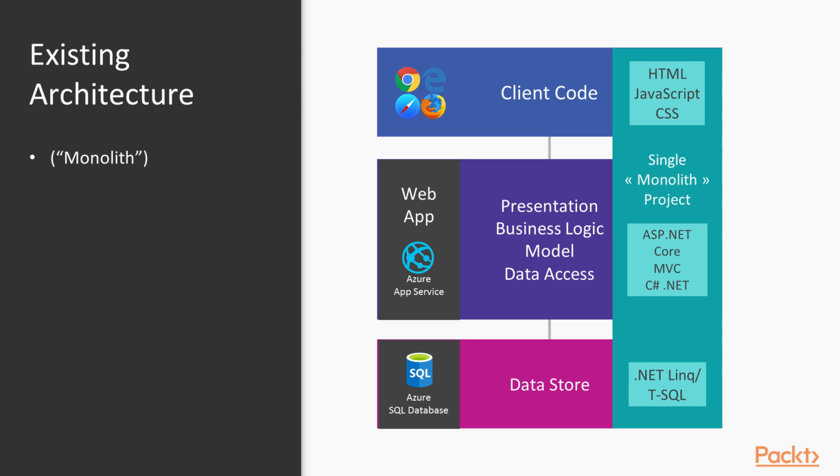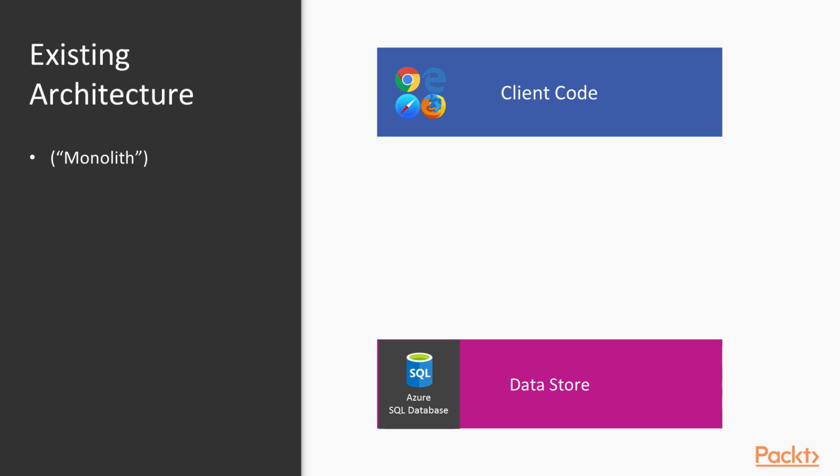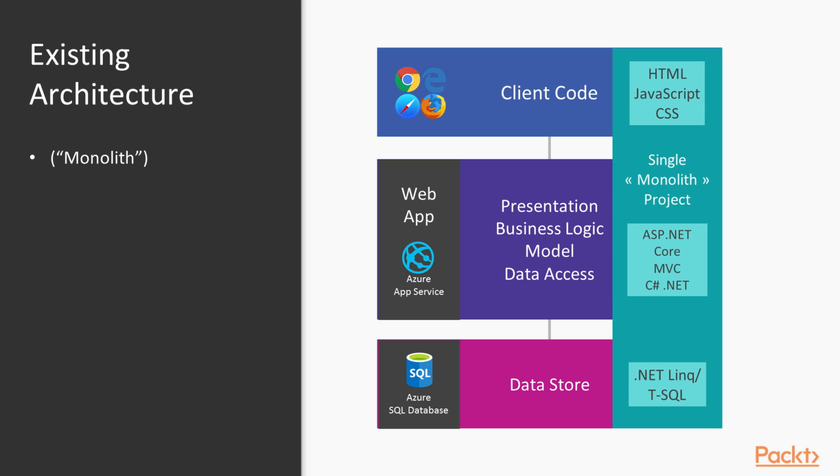Here is the existing architecture. As you may see, we have different layers, which are the client code, which is executed in the browsers. And on the backend side, we have a data store, which is also separated. And in the middle, we have a big block of code, the application itself running, which has all the necessary code: a presentation, a business logic, model, and data access based on data context classes. All the code presented here is developed in a single monolith project in Visual Studio, right?